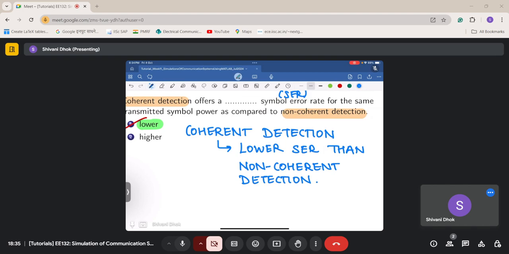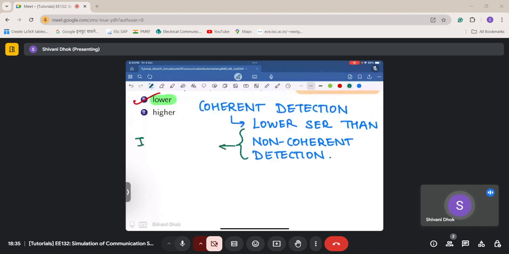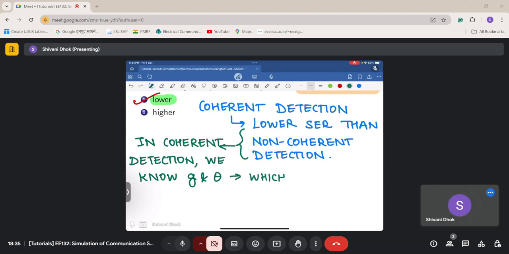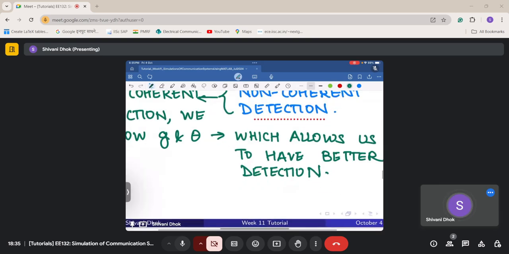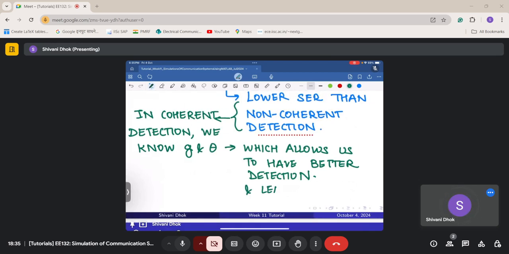And why is it so? This is because in coherent detection, we know G and theta, which allows us to have better detection and leads to slightly lower SER.